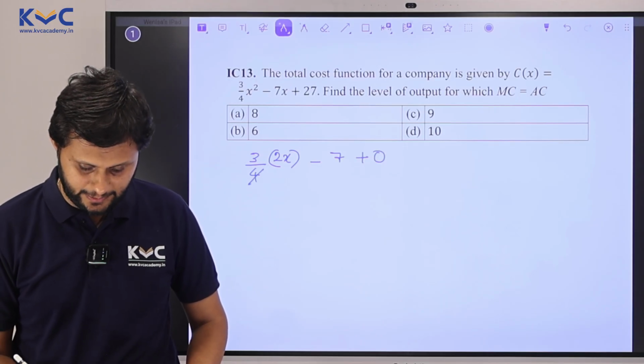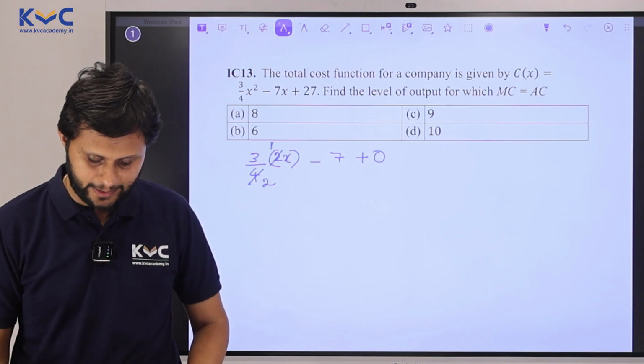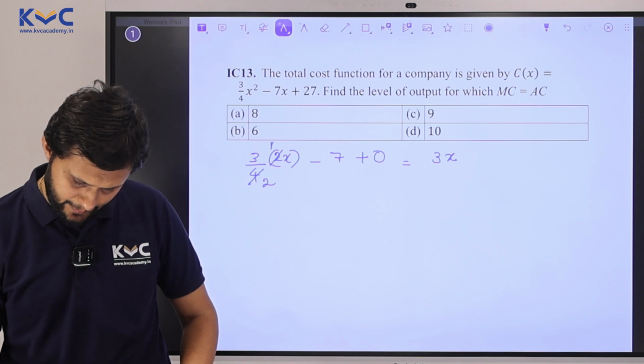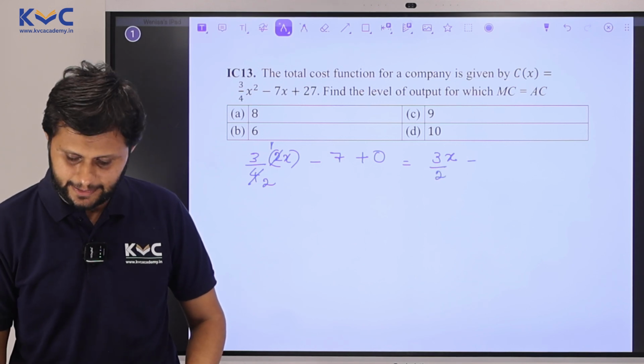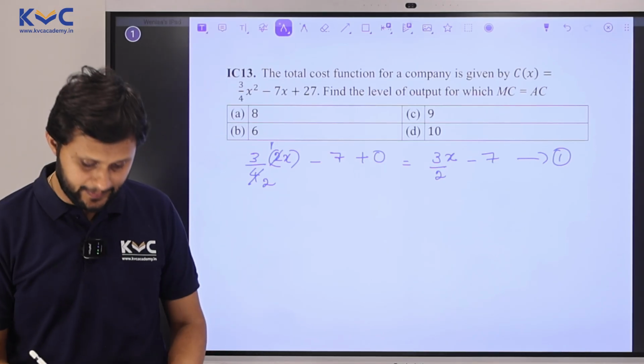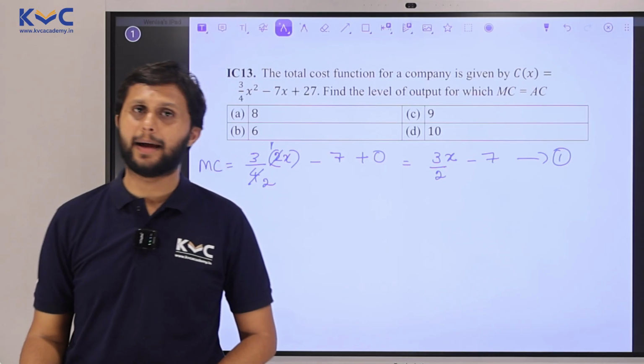I'll simplify this further. I get 2 times, I get 1 time, and I get 3x by 2, no? 3 by 2x minus 7. I'll call this as equation 1. This is MC. MC is equal to differentiated value.